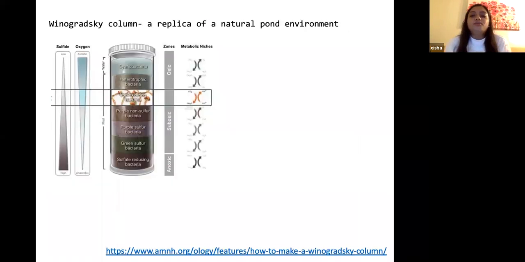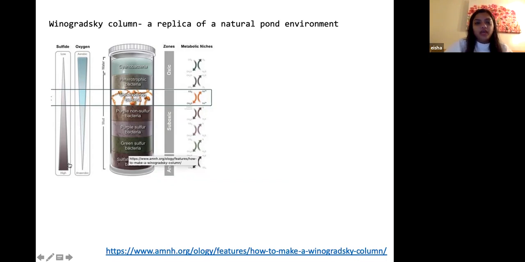So Winogradsky column is another, it's nothing but a replica of a pond system. What happens in a pond, you get it and set it up in a place in your school backyard, or even in your house sometimes. So it's nothing but a cylindrical structure where you fill it with mud so that you have a difference in oxygen and also a difference in sulfate. I'll briefly go through it all over again with this link.